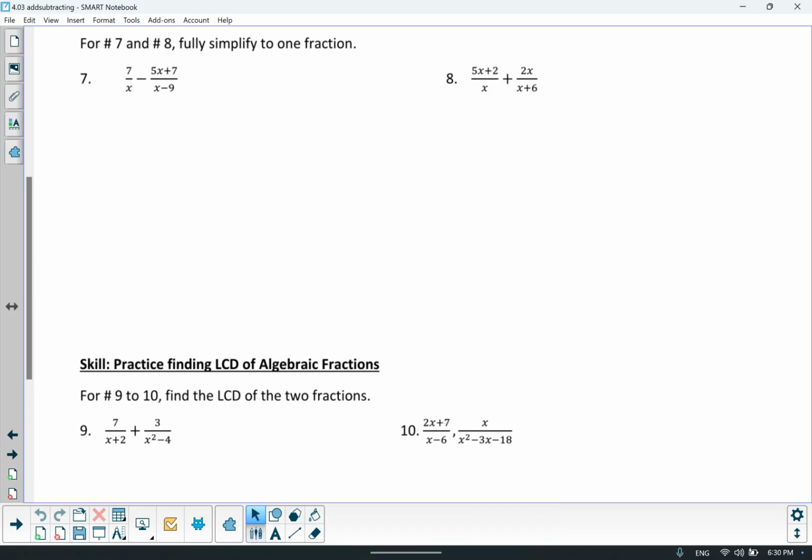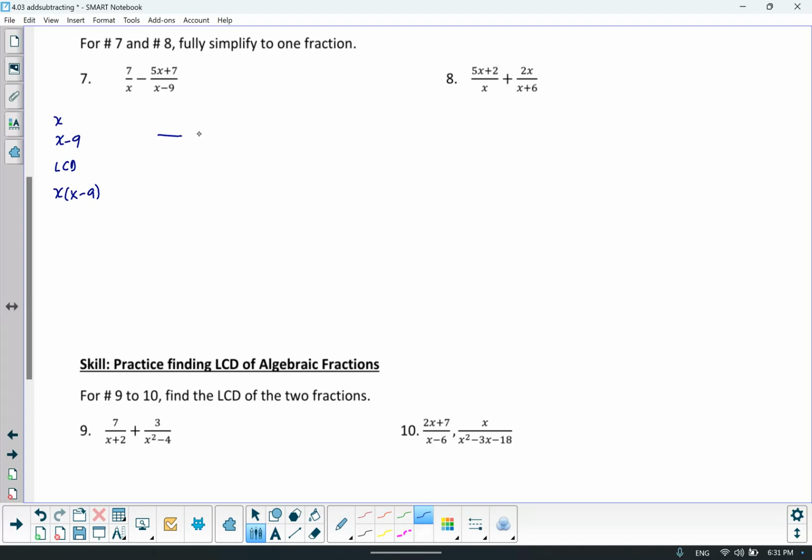So when we add fractions, we have to have a common denominator. To find that, let's take a look at what we have. We have x and x minus 9. There's nothing in common. It may look like x is in common, but it's not a common factor. So how do we get the least common denominator, which in essence is the least common multiple? We just multiply the two factors together. So that's the LCM or LCD.